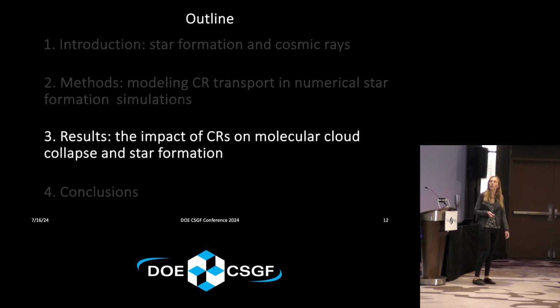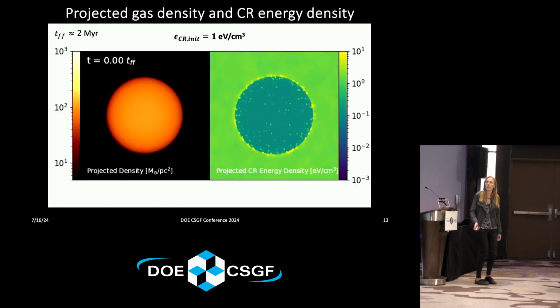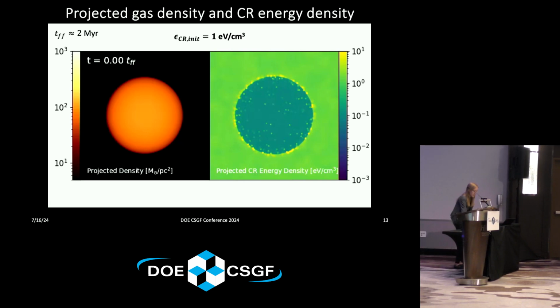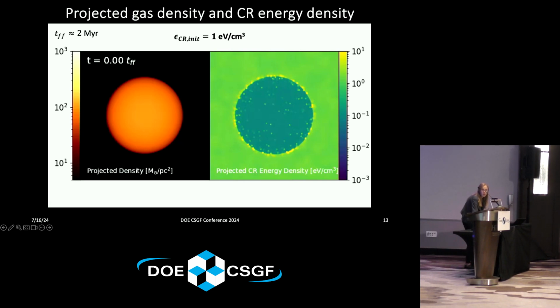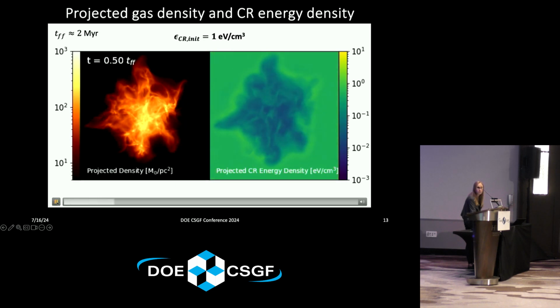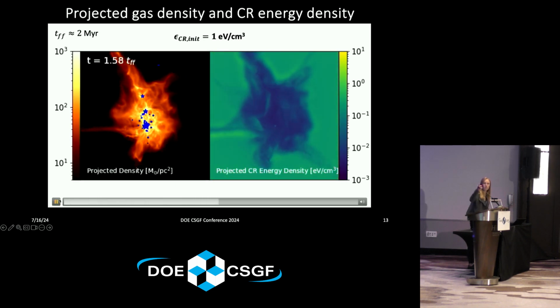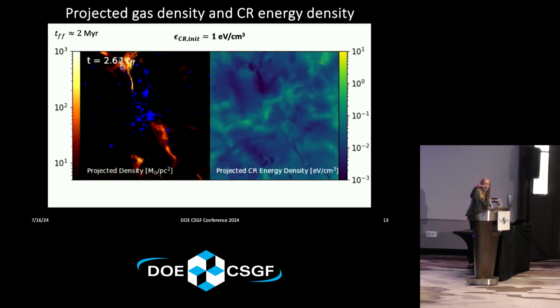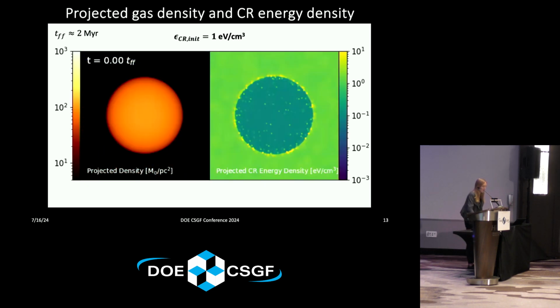Okay, so now I'm going to talk about some of our results. I want to start by playing a movie. I'm going to play it, and I want you to first watch the projected gas density on the left, and you're going to see the formation of the stars. You see the cloud collapsing, forming filaments, and then forming stars, and the feedback then blowing the cloud away. I'm going to play it again so you can watch the cosmic ray energy density.